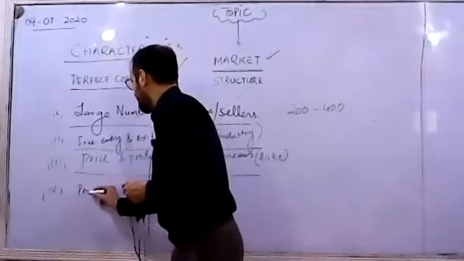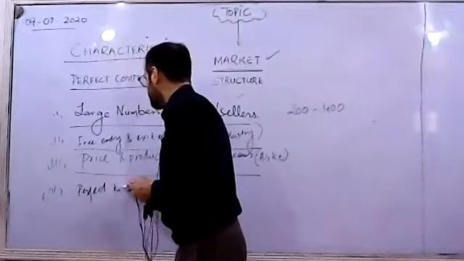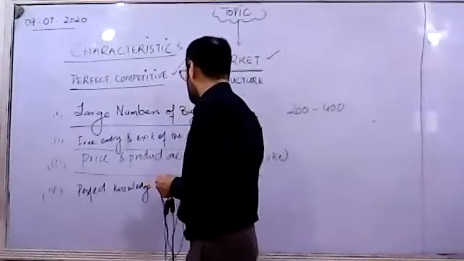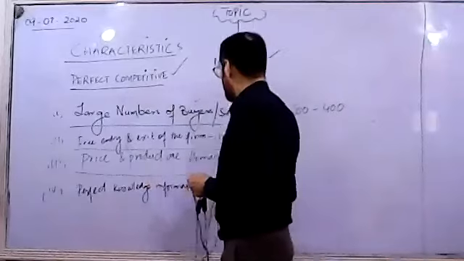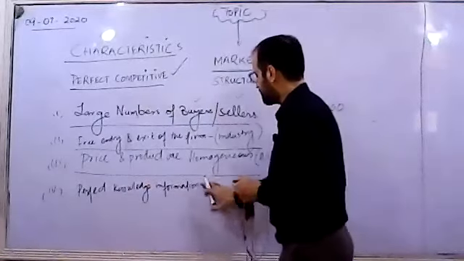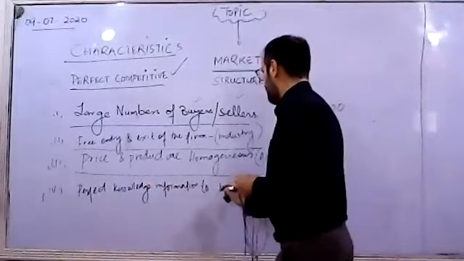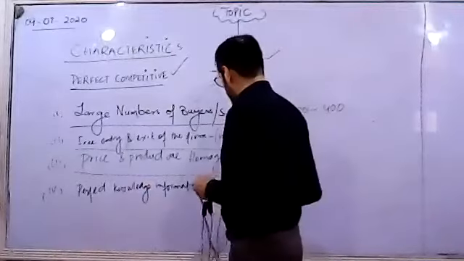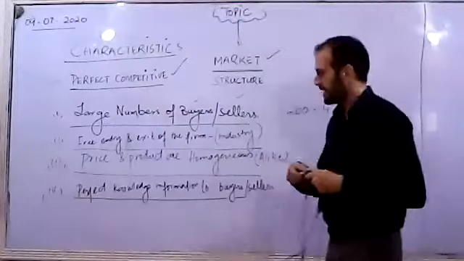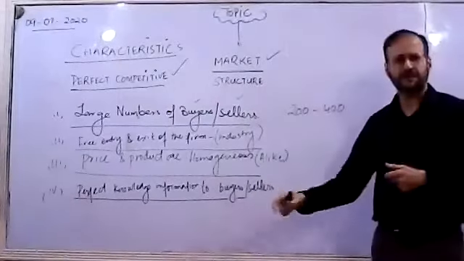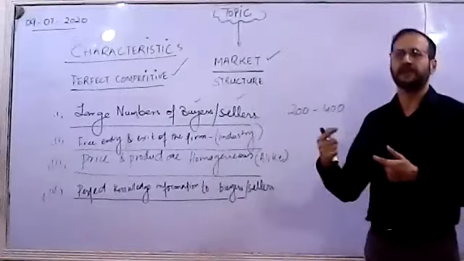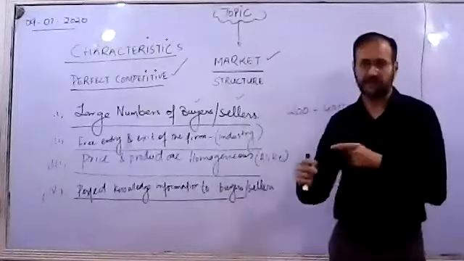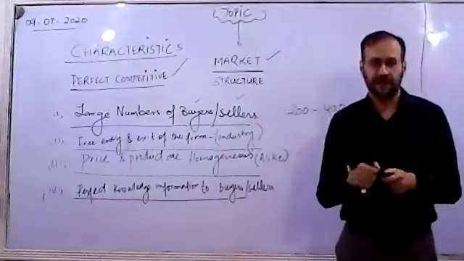that there is perfect knowledge or information in the market, or let's say information to buyers and sellers. They have perfect knowledge about the market conditions, dear students. The buyers and sellers are totally familiar with how the prices are fluctuating. If it changes, most of the sellers are going to react accordingly. They are very well aware.